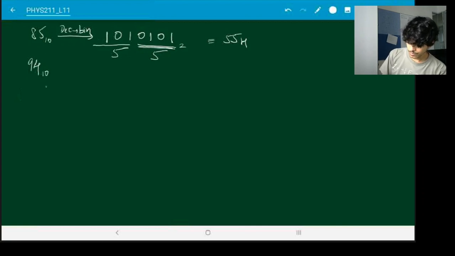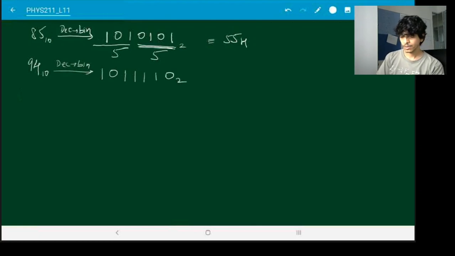What about 94? Once again, you do decimal to binary. 64, I won't take 32, I will take 16. 64 and 16 is 80. I need 14 more. So I will take 8. Now I need 6 more. So 4, 2, 1. Once again, let's group them up in 4s from the right hand side. So this is 4, this is 4. These 4 over here give you 5.